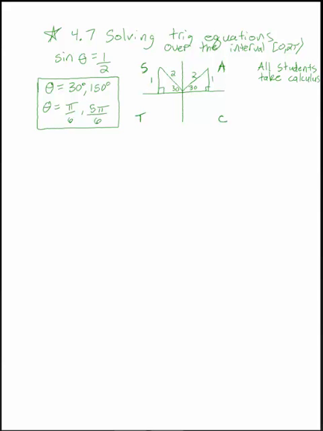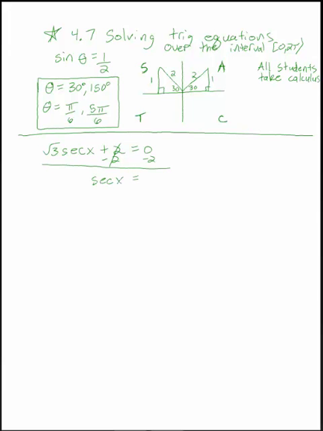Okay, so let's just look at some more examples. How about the equation root 3 secant of x plus 2 equals 0? So usually we want these equations such that the trig function is isolated. So I'm going to subtract 2 off both sides, and then divide by that root 3, and I'll get secant of x equals negative 2 over root 3.